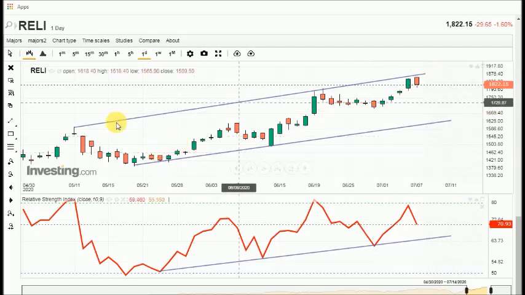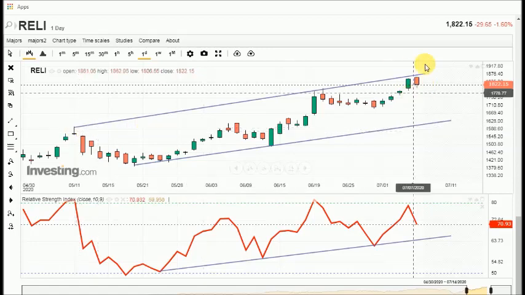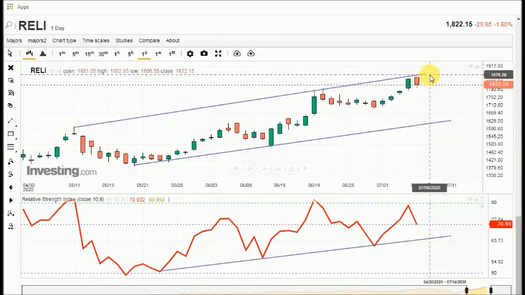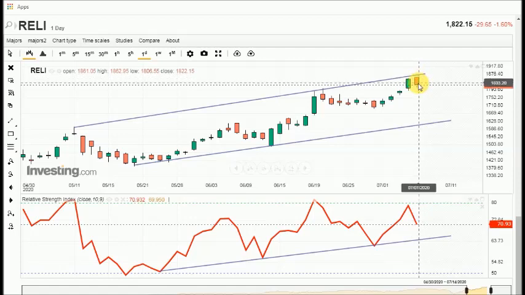Now if I draw a trend line from this 11 May, it is going on the upper side, and you can see that it got a rejection today. Yesterday it made a high around that point. Today the opening was almost a high for this stock, and it got a rejection today. So it got rejected at this trend line. That means it respected this trend line.